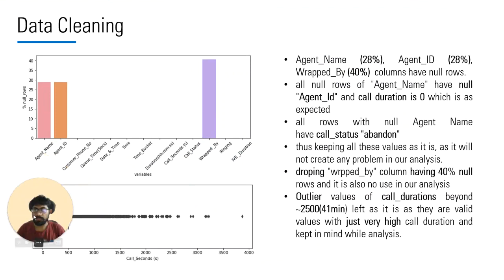So in data cleaning, I found there are 28% missing values in agent name and agent ID, and both rows are common and have call status of abandoned. And there are 40% missing values in the wrapped column. As they are very high and also not useful in our analysis, I dropped it. And I found outlier values also, as they are valid, I left them as they are.